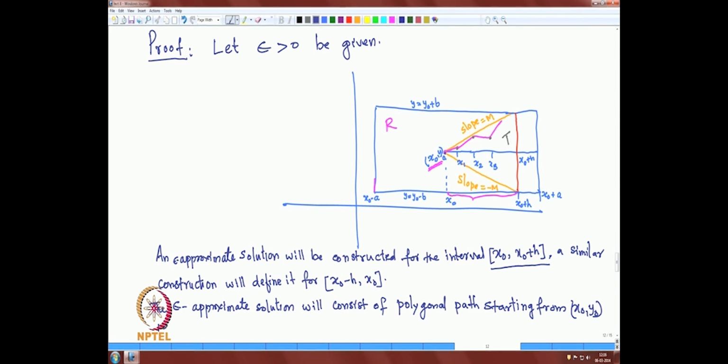There is a finite number of straight line segments joined end to end to form the polygonal path. That is the graph of the approximate solution.